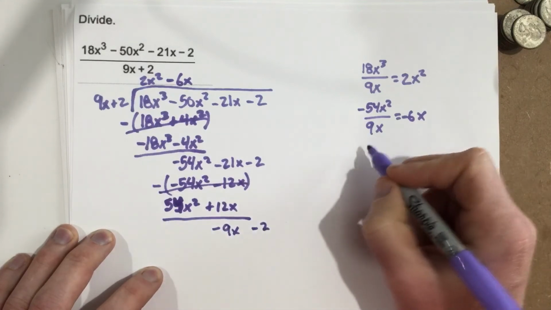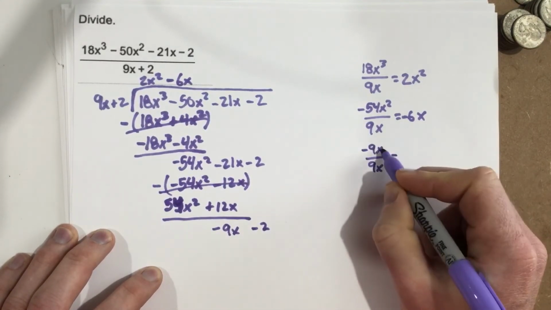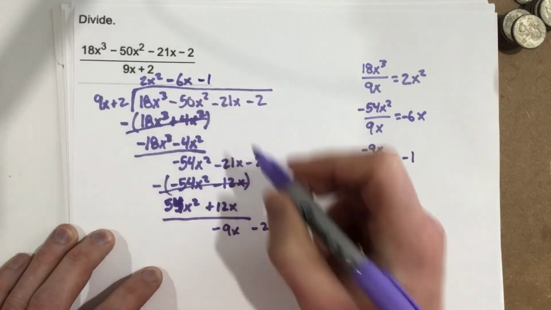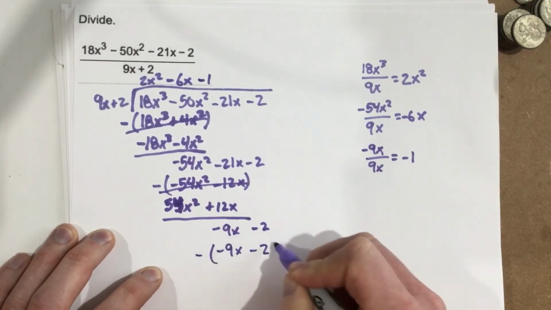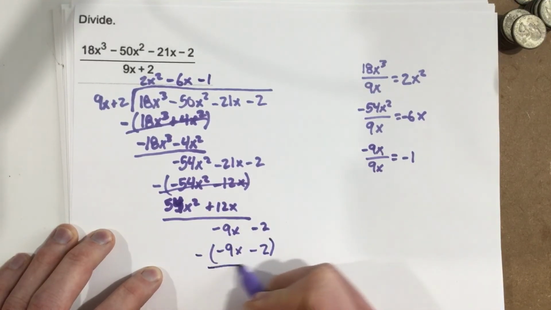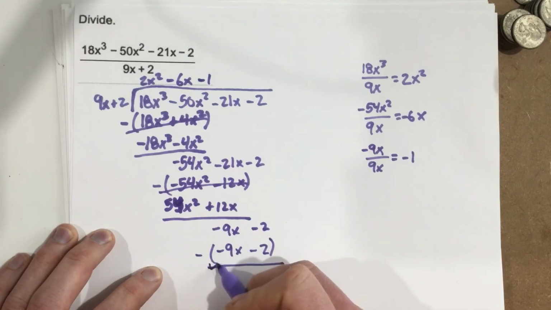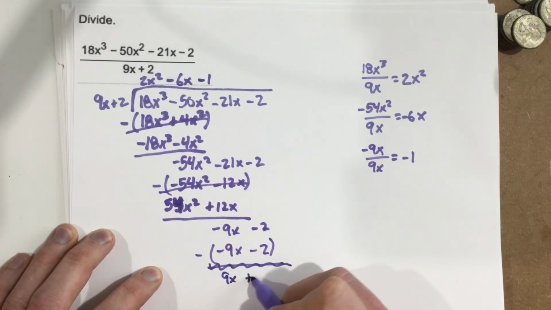9x goes into negative 9x. We can do negative 9x over 9x. Well, that's going to give you negative 1, so minus 1. Multiply that times each. Remember, we're subtracting. And when we subtract, we end up with, whoops, I should have distributed. Let me cross that out. Distribute that, that'll be 9x plus 2.